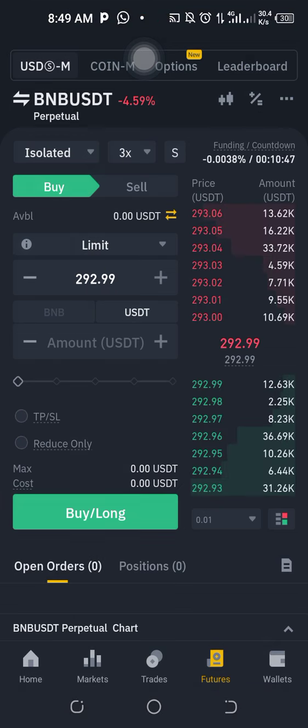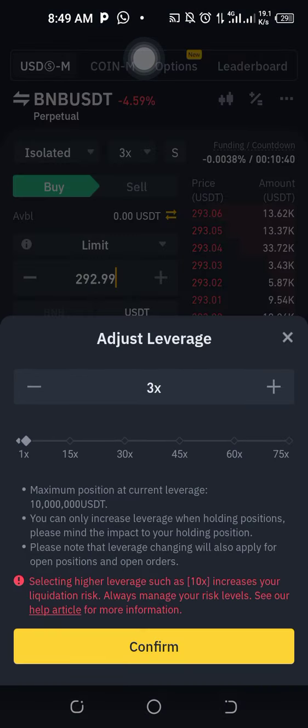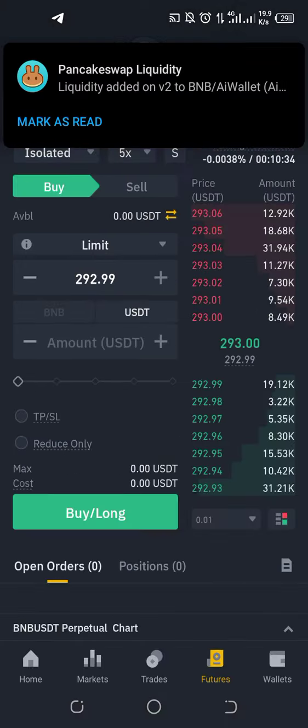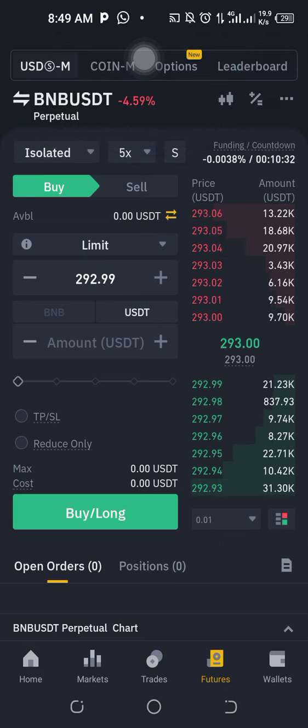When I click on it, I leave it on isolated. Then here I normally like 5x, so I put it on 5x. I confirm it. So at this point, you put in your fund.